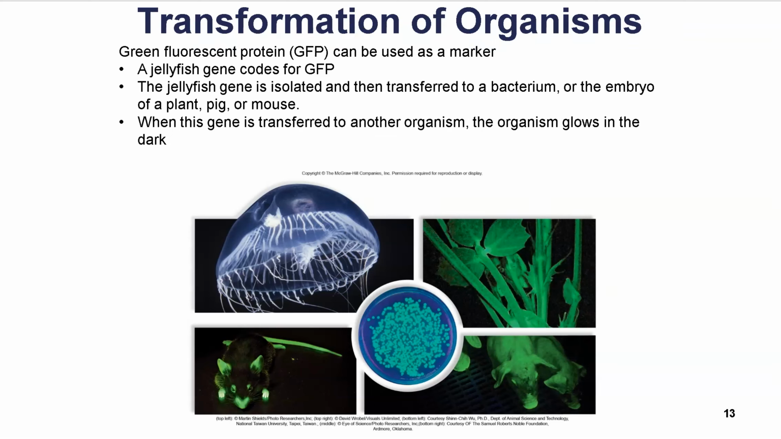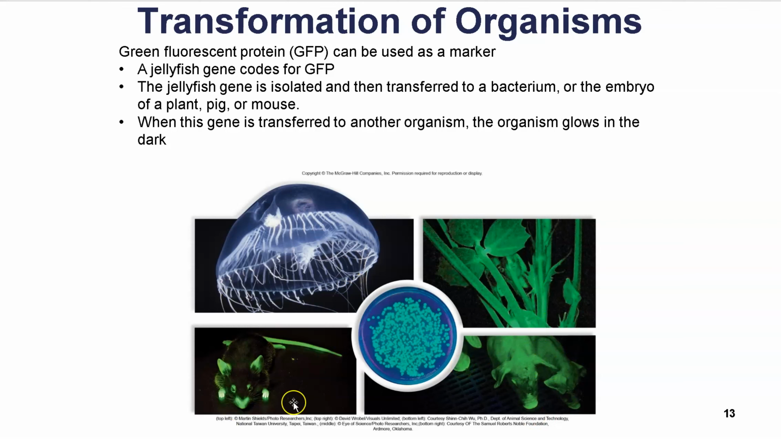GFP is a green fluorescent protein. A jellyfish gene codes for GFP. The jellyfish gene is isolated and transferred to a bacterium or the embryo of a plant, pig, or mouse. You can see here, these animals are now glowing in the dark. This is used as a tracker. Usually they're not trying to make glow-in-the-dark animals for Halloween. They're also trying to do studies and various things.